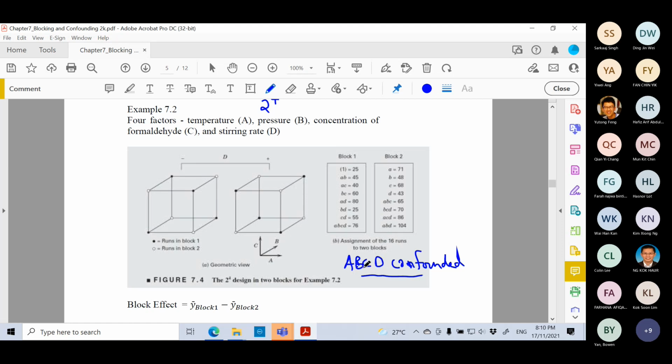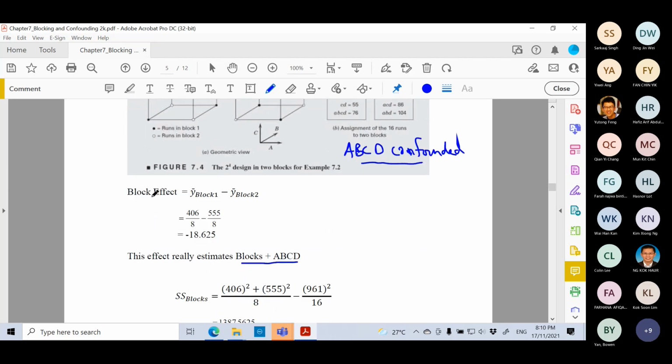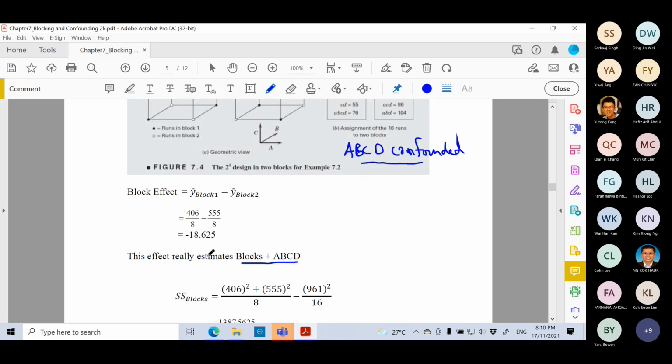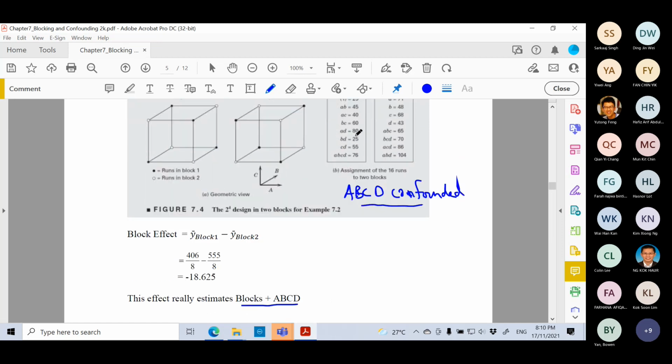So if the ABCD is confounded with the block, it means that the information from the ABCD, you can test from here. Okay. So from here, we can calculate the block effect, because from block 1 to block 2, we can know that the effect is negative 18.625. But if you want to calculate the sum of squares for the block, we can use the sums from here. So the sum from here is 405. The sum for the second block is 555.